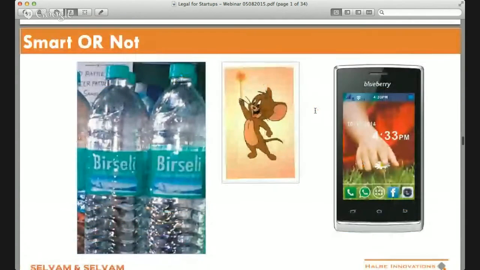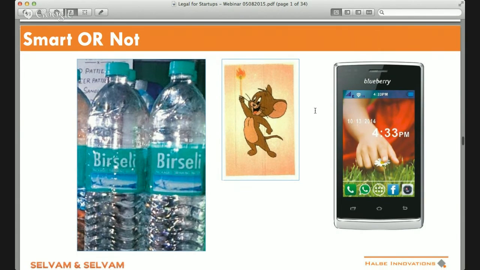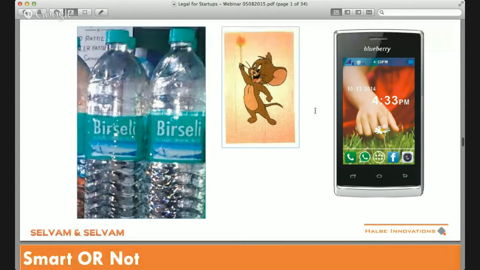Right, so the image you should see on your screen is one bottle that says Birsali. Note that's not Bisleri. The other one is a rather interesting image of Jerry, the character from Tom and Jerry, holding a matchstick. And the final one is not a BlackBerry, but a Blueberry. I'm just going to move on to the next page as well, which has similar issues.